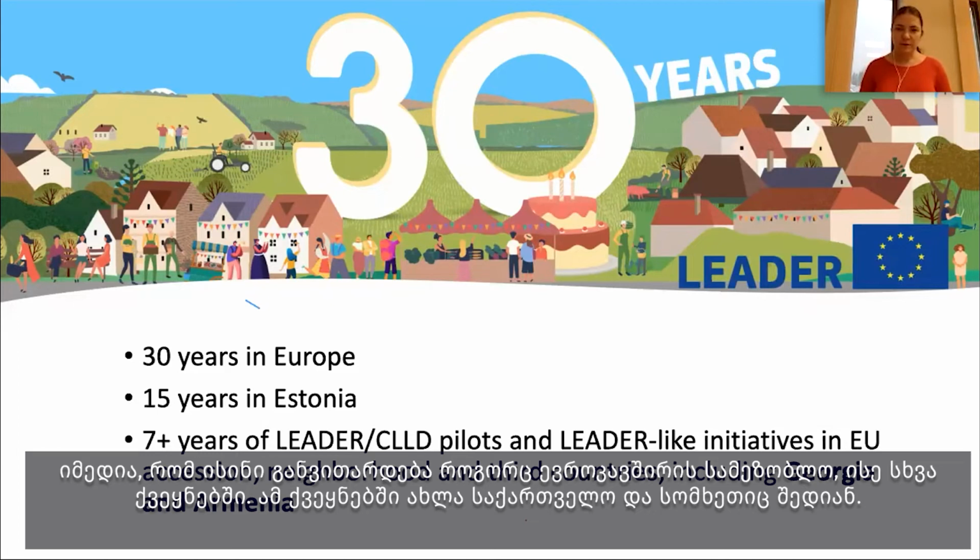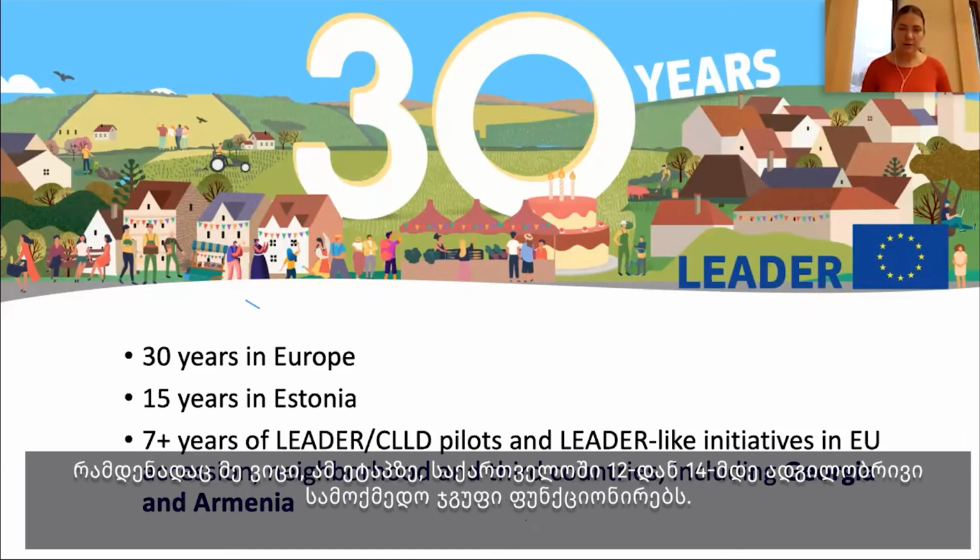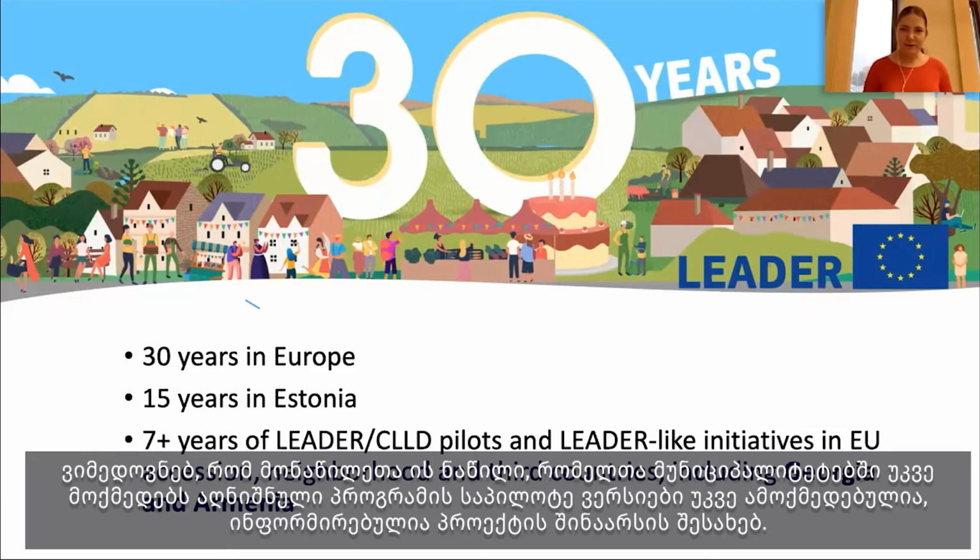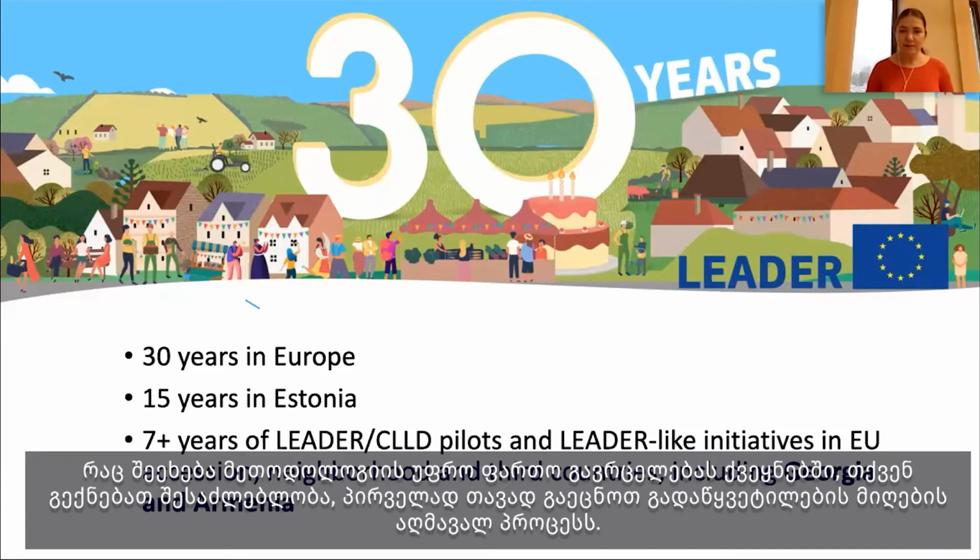Those countries now include Georgia and Armenia. In Georgia, as you probably know, there are now, as far as I know, some 12 to 14 LAGs. I hope that at least some of the participants from the municipalities covered by those pilots are already aware of what is going on and how those LAGs operate, and when it comes to the wider spread of the methodology in the countries, you will have a possibility to experience this bottom-up decision-making process firsthand.